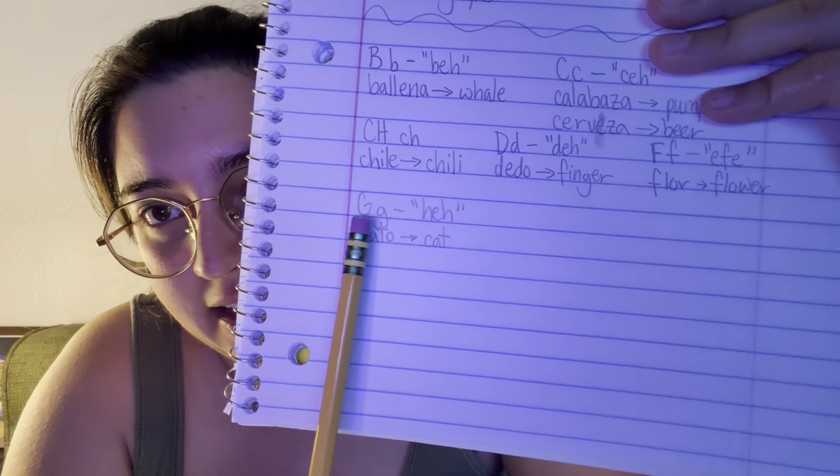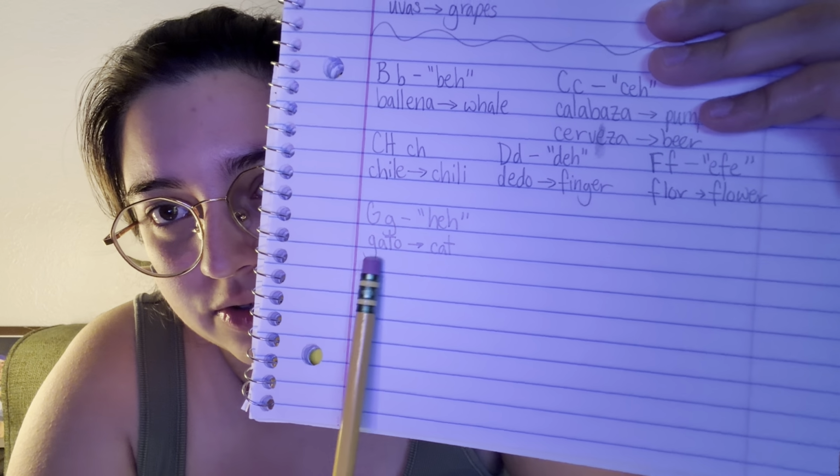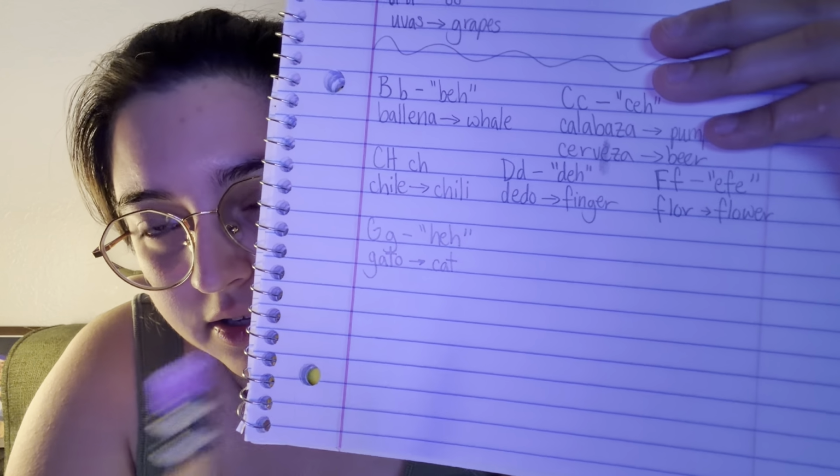Now, there's a way to go around it if you want to have a word that has the sound ge or gi, but you would have to put a U in between the two letters. So the letter G, for now, we'll just say that it's pronounced he, okay? And our word is gato. Gato is cat. But again, if you have it in front of an E or an I, it would be pronounced like h, unless you have a U in between.